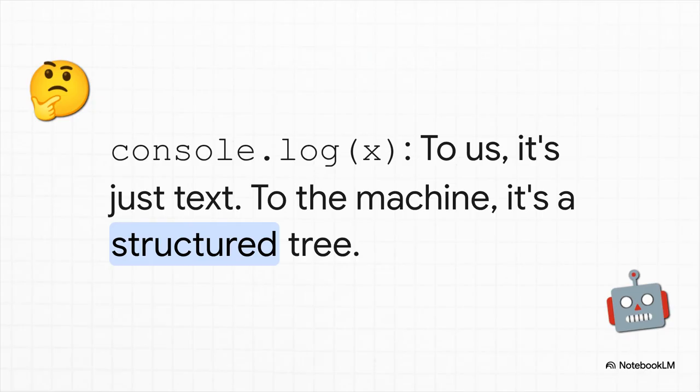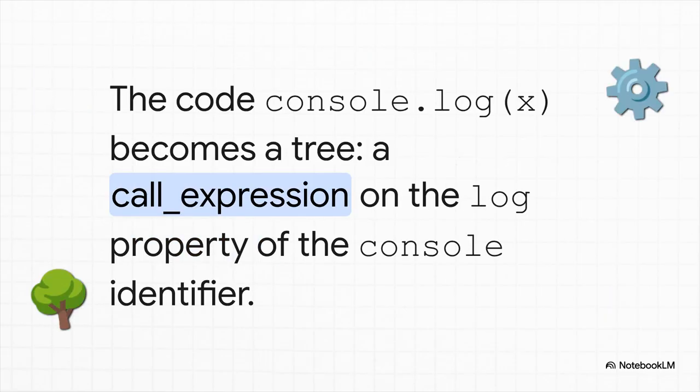Okay, take this super simple line of code. To us, it's just a string of characters. But to the machine that actually has to run it, it's this meaningful structure with all these nested relationships. Let's peel back the curtain and see what that actually looks like. And here it is. This is the structure. Our line of code becomes a tree. At the very top, we have a call expression. Okay, what's being called? Well, it's the log property of the console object. And what are the arguments? Just x. Now, this right here is the golden ticket. It doesn't matter how many extra spaces or new lines you throw into your code, this structure never changes.